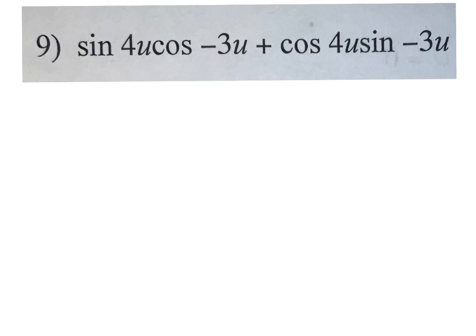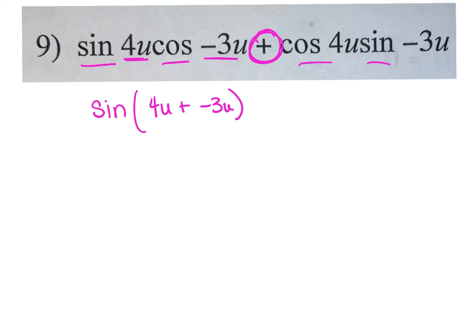It's just wanting you to recognize the formula. So which one does sine, cosine, cosine, sine? Your sine. And sine follows it, right? Since it's plus, it's going to be plus. So this will condense to just the sine of these two angles added together, 4u plus negative 3u, right? I can condense it that way. What is 4u plus negative 3u? Just u.